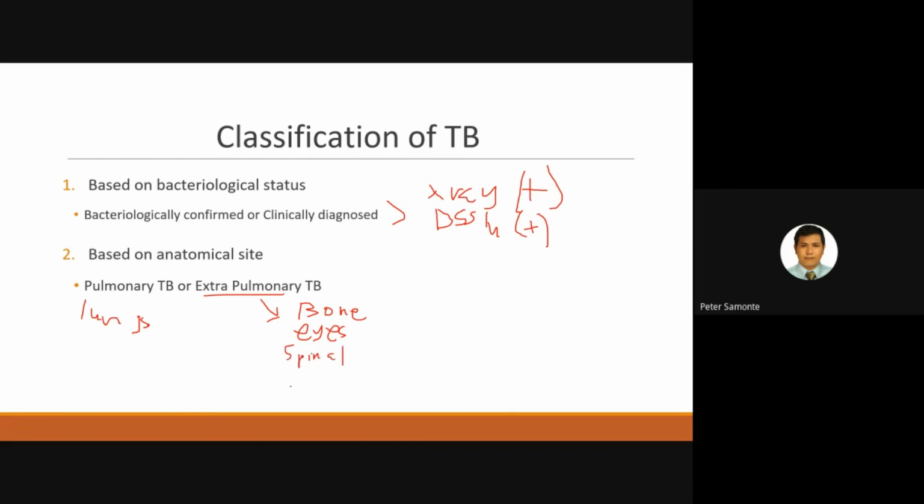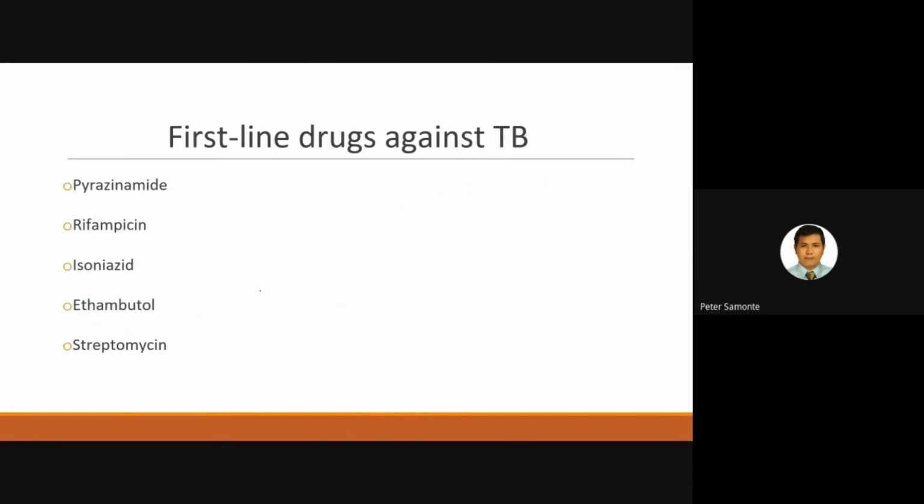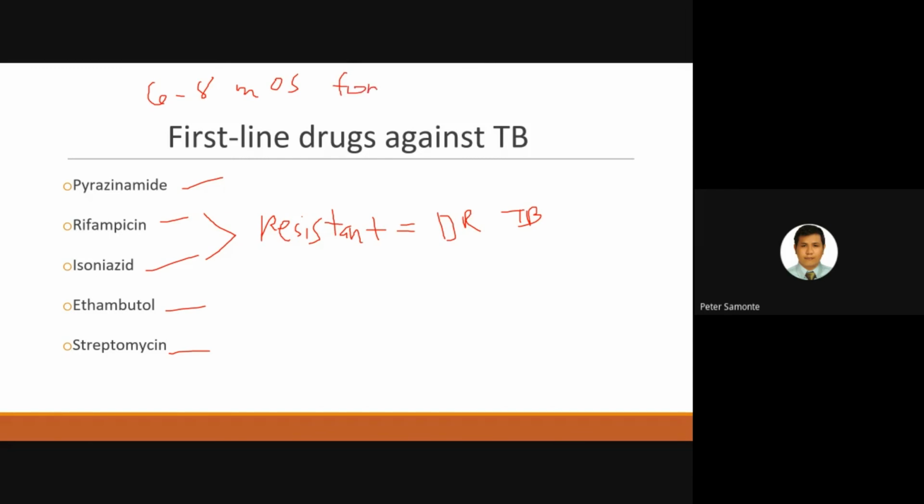Saka, yun so far, yun pa lang naman. So, extrapulmonary, class, this is outside the lungs. Then these are the first line drugs used. So you have your pyrazinamide, rifampicin, isoniazid, ethambutol, and streptomycin. So kapag ito, naging resistant ka dito, class, if you become resistant to rifampicin or isoniazid, you would be considered drug-resistant TB. So kanina, ang sabi ko, 6 to 8 months ang treatment for normal TB.